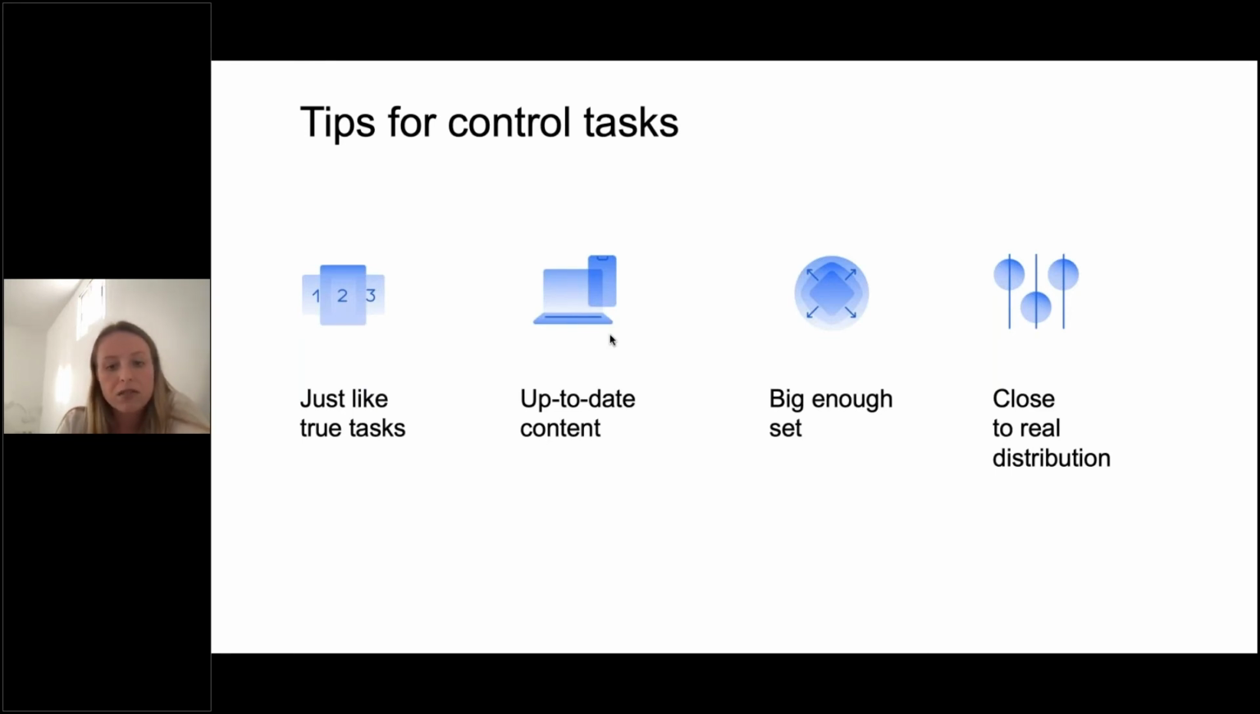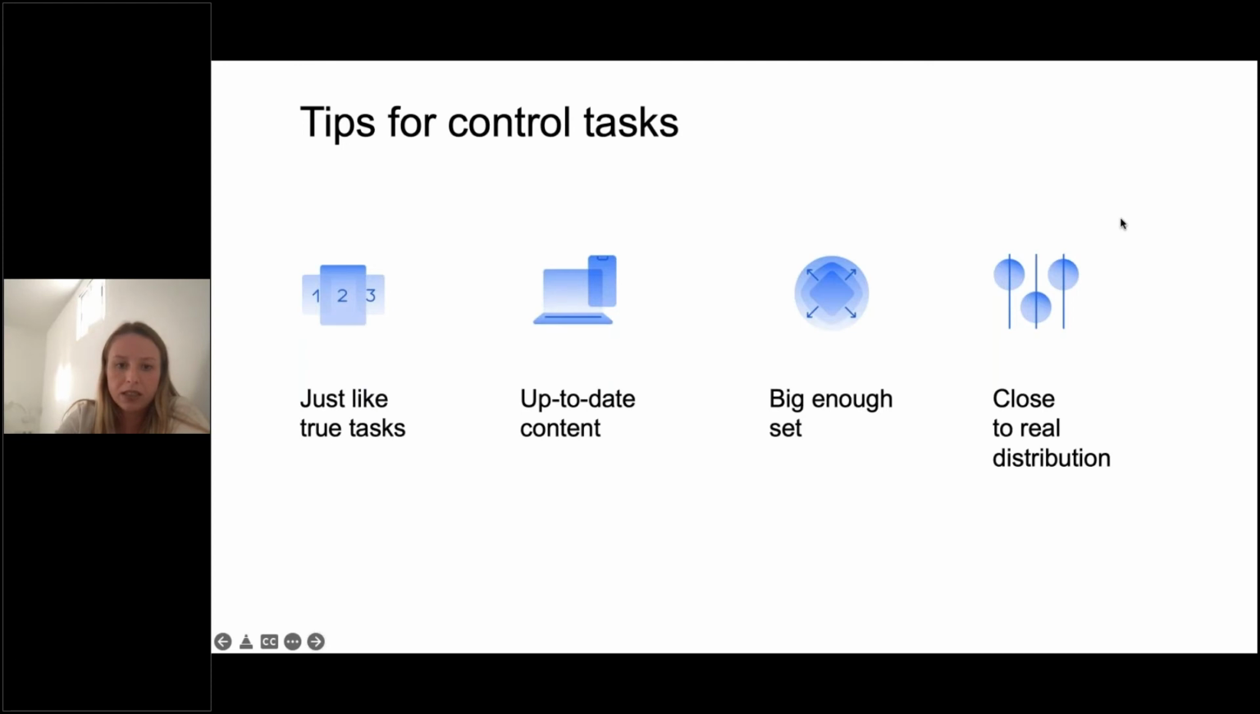They should be big enough. So if you send 1,000 examples to be marked up, and you have only two control tasks, that probably will not be enough to have an effective way of computing skills for a performer. So they should be big enough. And the distribution of control tasks should be similar to the distribution of your data. So if you, for example, are recognizing cats and dogs, probably you want to upload the same amount of control tasks involving cats and dogs.